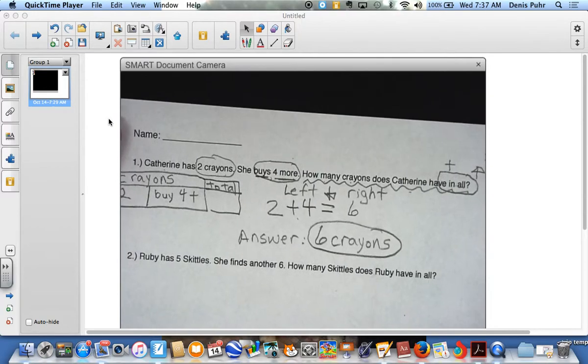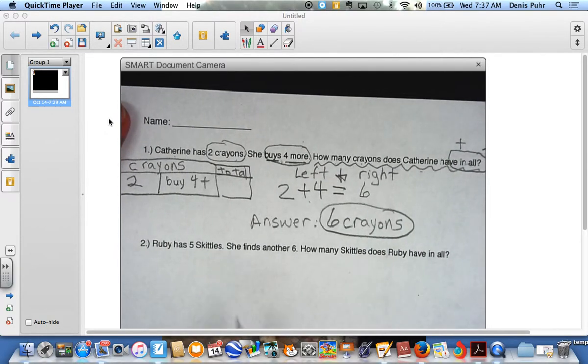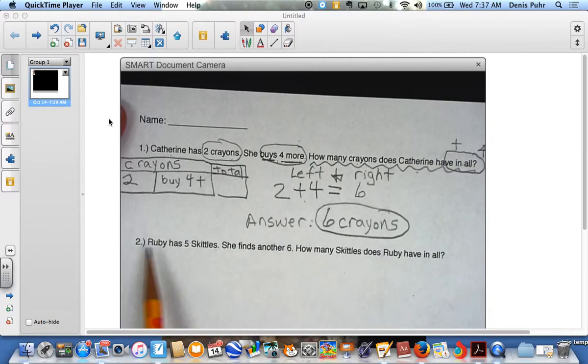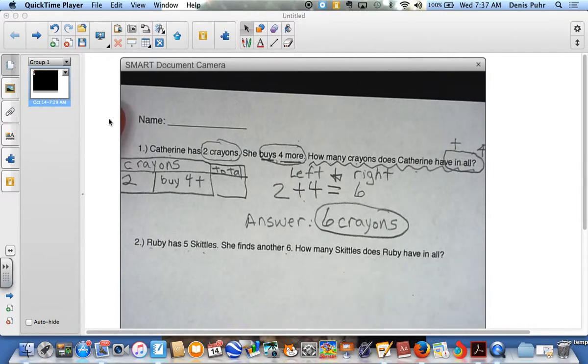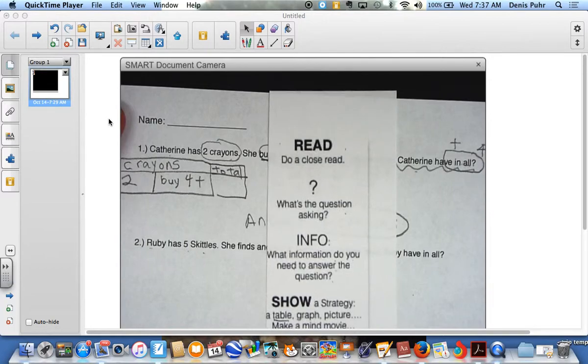Go ahead, try number 2 on your own. Click pause. If you need help reading it, let's go over it first. Ruby has 5 Skittles. She finds another 6. How many Skittles does Ruby have in all? Okay, click pause. Use your bookmark. Try each step.